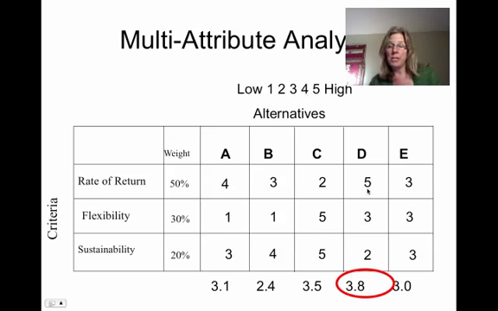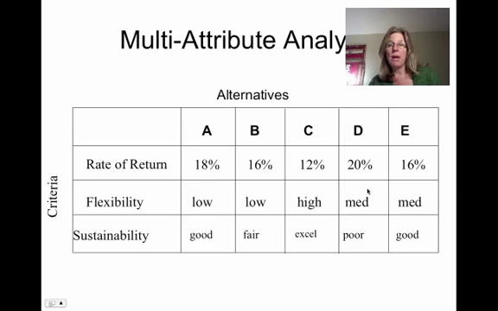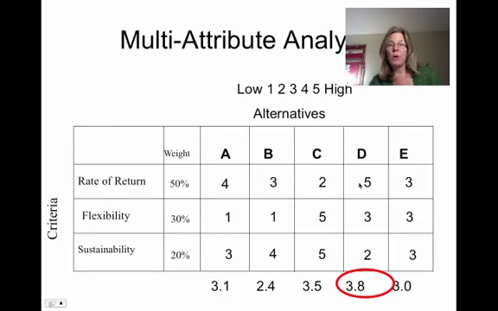The highest rate of return is D. If you remember back here, we had 20%, 18%, 16%. So we go ahead and score it 5, 4, 3 that way. And we do that for all of these aspects. Then we do a weighted average. In this case, we're going to take 4 times 0.5 plus 1 times 0.3 plus 3 times 0.2, add that up, and that's a 3.1.